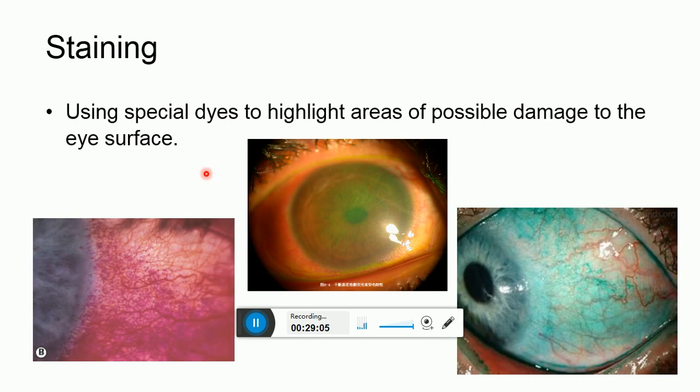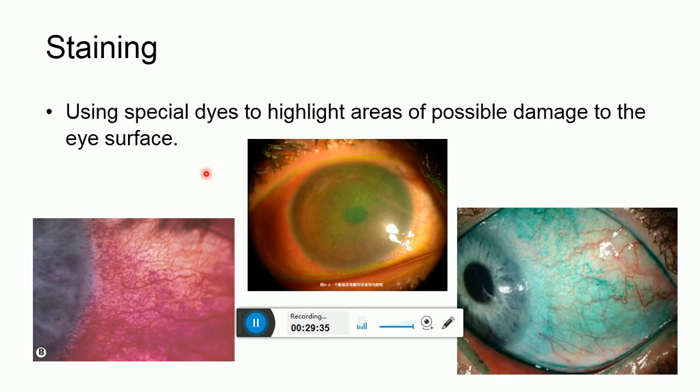Another test is the phenol red thread test. It uses a thread impregnated with a pH sensitive dye. The end of the thread is placed over the lower lid. The length wetted, shown by the dye changing from yellow to red in tears, is measured after 15 seconds. A value of 6 mm is abnormal. Compared to the Schirmer test, it takes less time to perform.